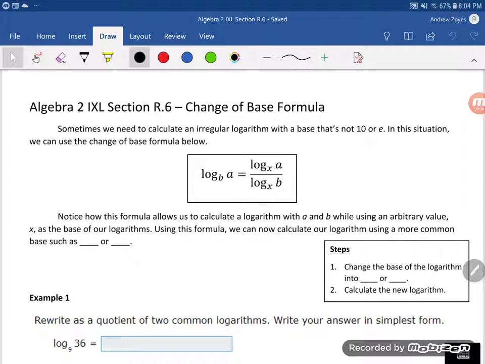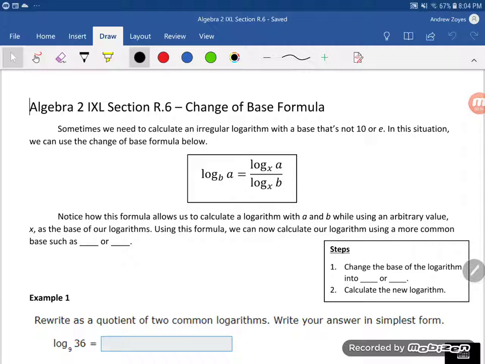Sometimes we need to calculate an irregular logarithm with a base that's not 10 or e. In this situation, we can use the change of base formula below. And then go ahead and look at the formula. Log base b of a equals log base x of a, divided by log base x of b.